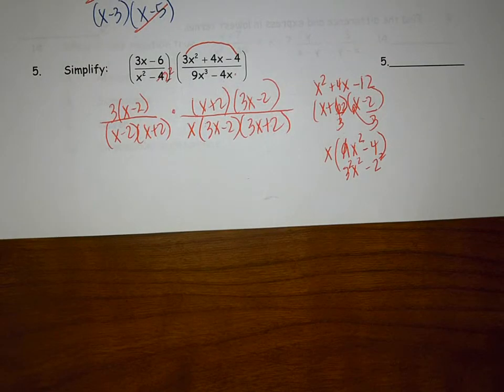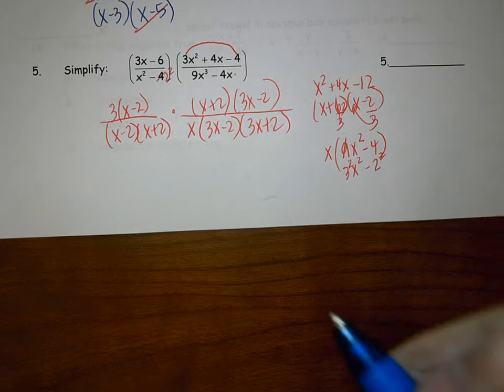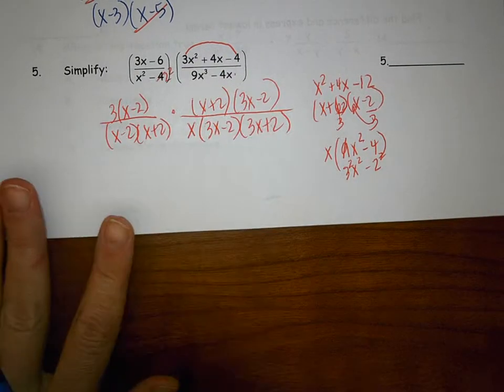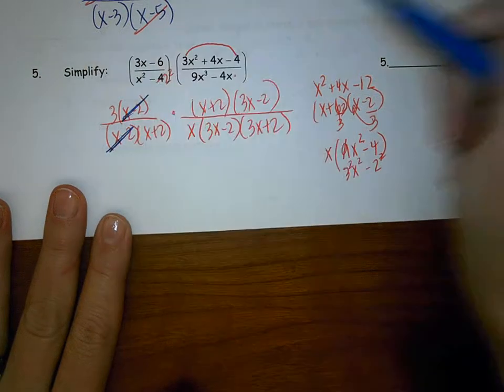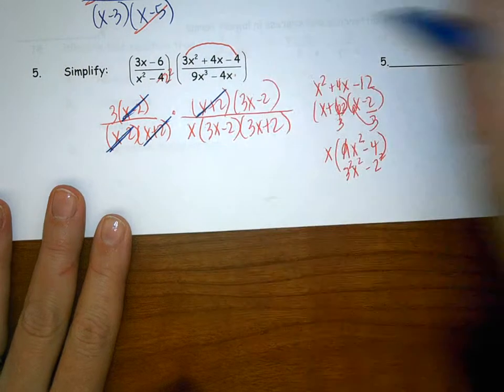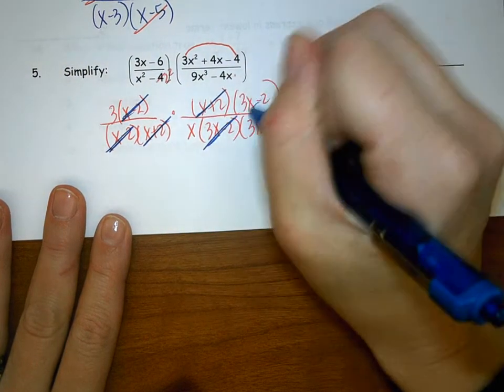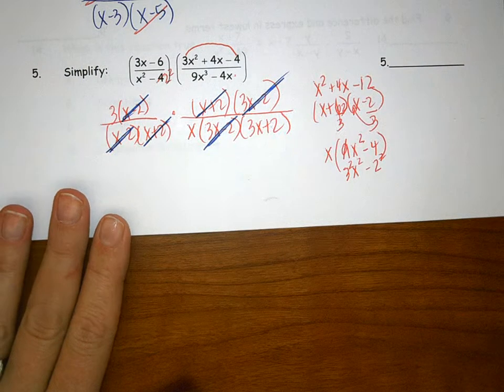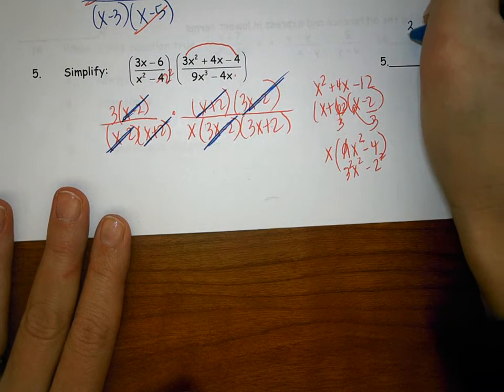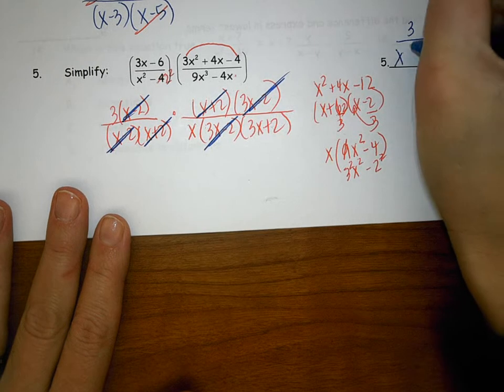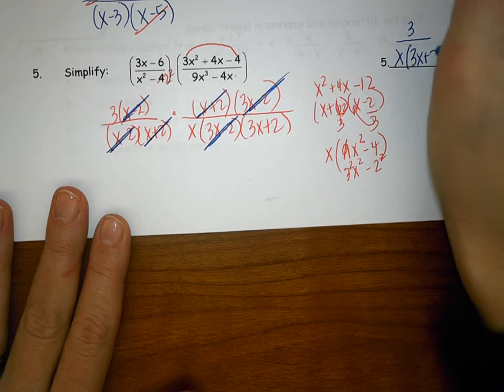Okay, and so now we're going to cancel any like terms. So, am I going too fast? Oh, no. Okay, so we have x minus 2's, I have x plus 2's, I have a 3x minus 2. Do we see anything else? Nope. So that's my answer. There's only a 3 left on the top, and x times 3x plus 2 left in the denominator.